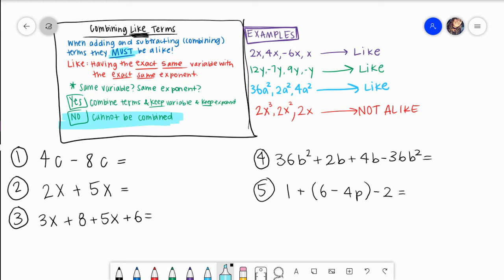It's okay that 2, 4, negative 6, and that 1 are not the same value. Whenever I'm talking about combining all of these terms, in order for them to be like, they have to actually have the same variable and the same exponent. That's the main thing that matters. Okay, so this is when adding and subtracting our variables. So in green, 12y, 7y, 9y, negative y. Those are all y.